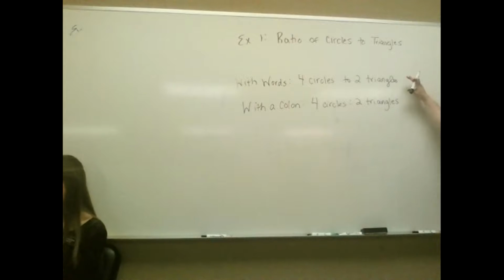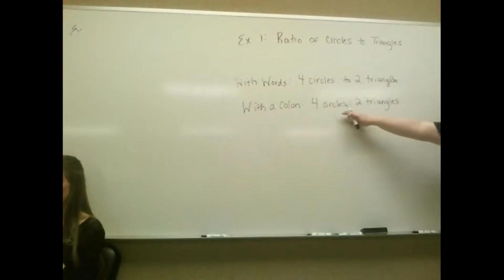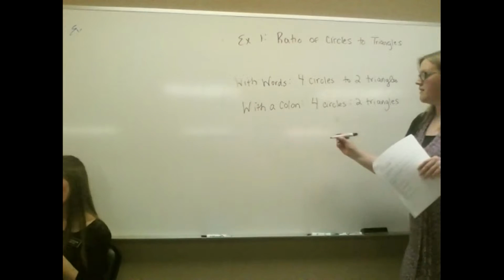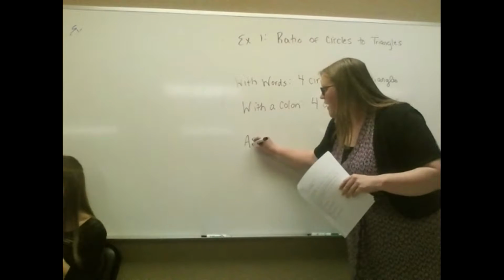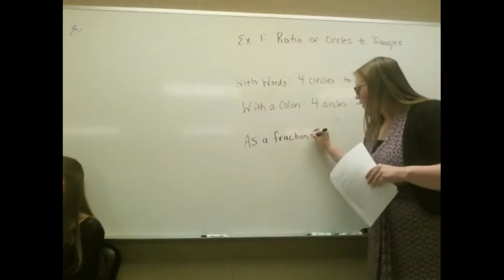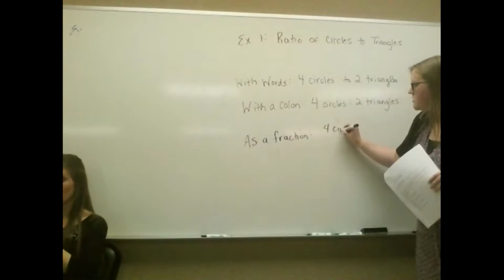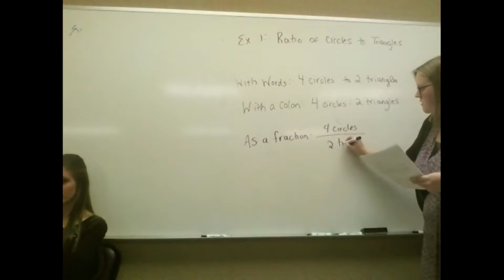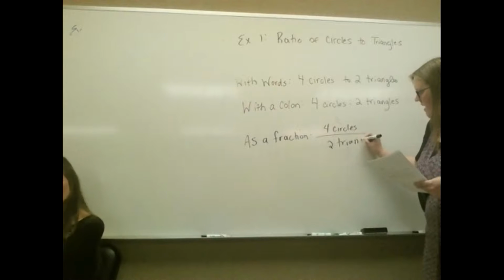You would need to explain to them that regardless of how it's written, when you're reading it out loud, you say it the same way. And so whenever you're reading it to your students, it's 4 circles to 2 triangles. Right? And then also as a fraction, we have 4 circles to 2 triangles.